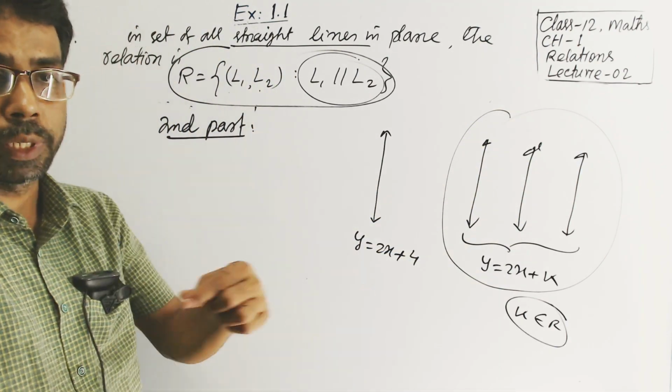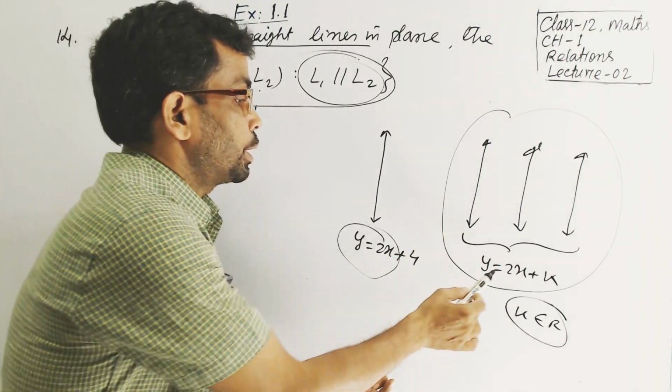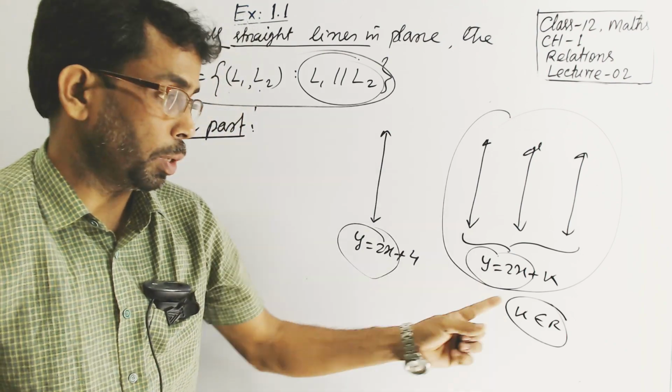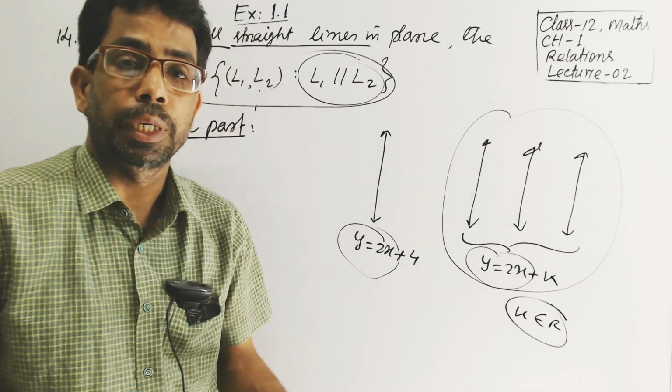And once again I am telling you, for parallel lines the x and y terms in the equations must be exactly the same. The difference will be only in the constant term, where k is any constant, that means it is a real number.